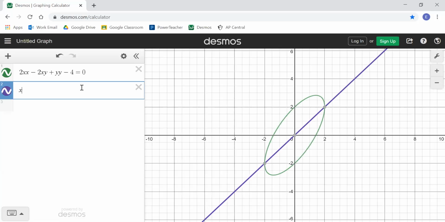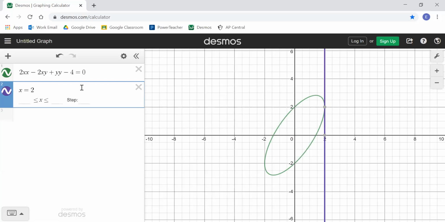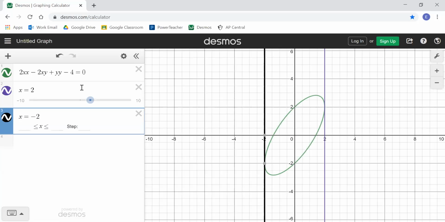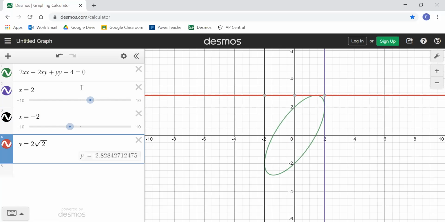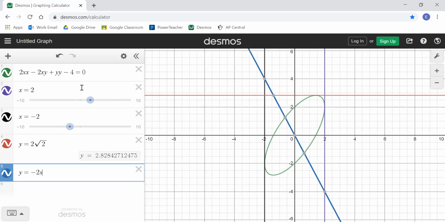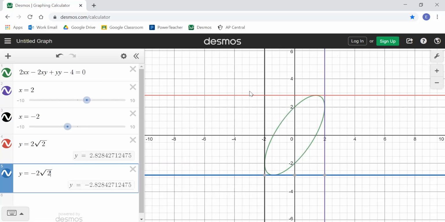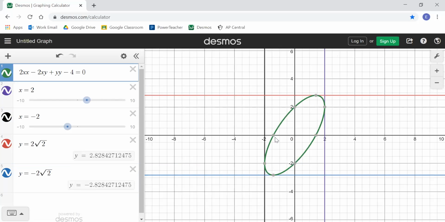And we had x equals 2, and we had x equals negative 2. There's our vertical tangent lines. And we had y equals 2 square root 2. There's a horizontal. And we have y equals negative 2 square root 2. And there's our other horizontal. We can see touching at all of those nice little points. Good or no? Yep. Awesome.